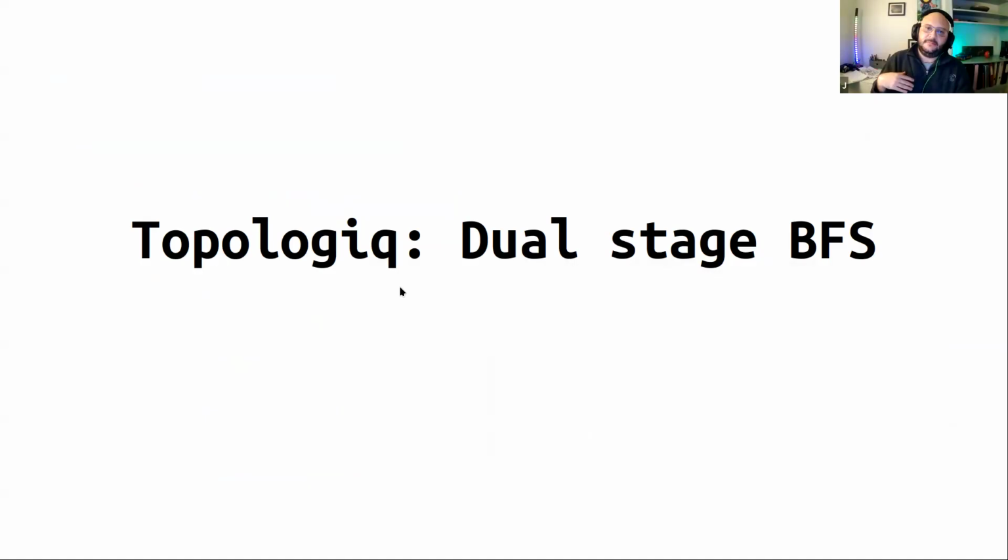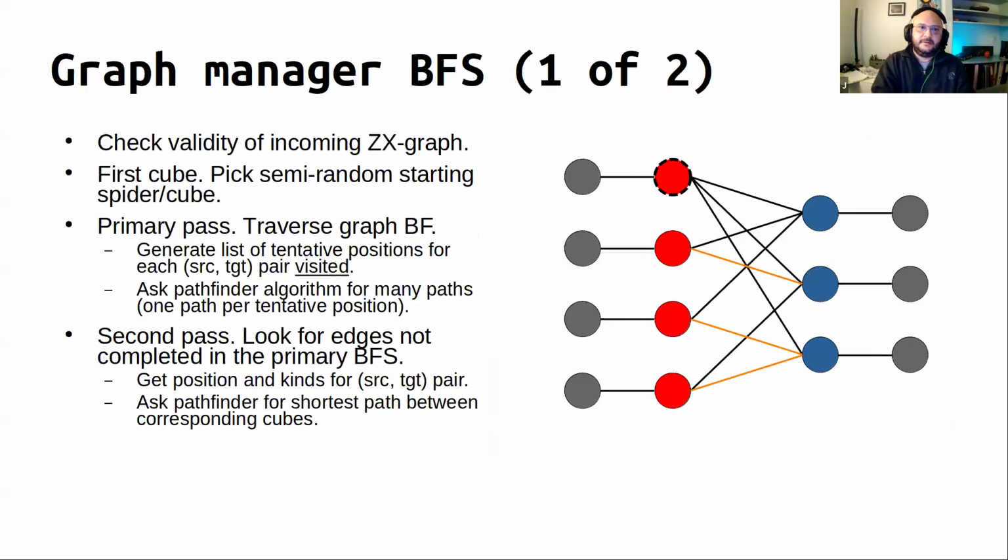Inside, the algorithm is a dual stage BFS, so it's 2 breadth first searches put together. There is a graph manager, and it checks the validity of the incoming graph, and then it picks the first node, and it goes edge by edge, one edge, the other edge, the other edge. Once it fulfills that first spider, it goes to one of the neighbors and it starts exploring the edges. And that's called the primary pass, the exploration of edge by edge from the spiders of the graph. When you do that, you're going to leave some edges undone.